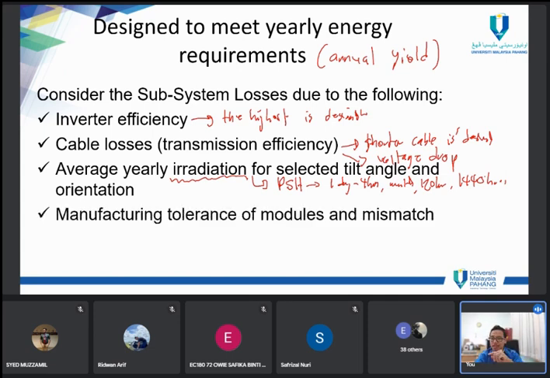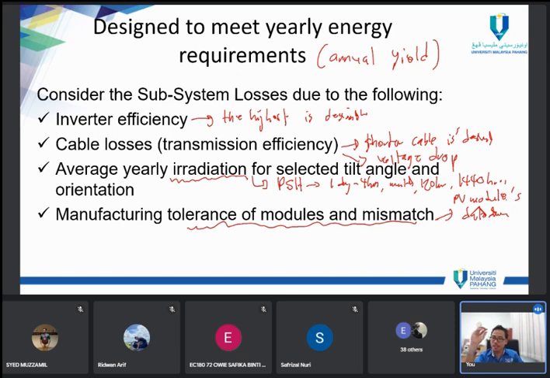What's next? Manufacturing tolerance of module and mismatch. This will reflect directly. You can only know this value from the PV module's datasheet.